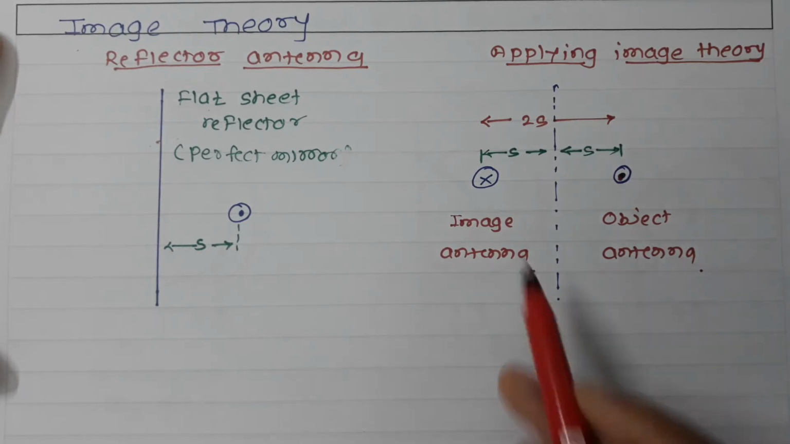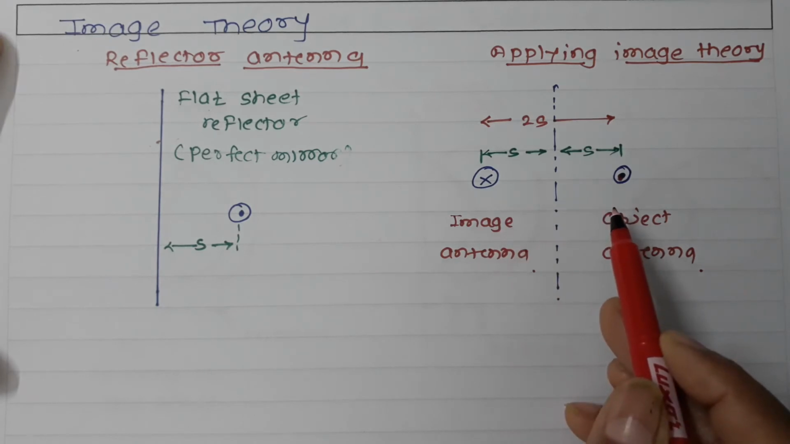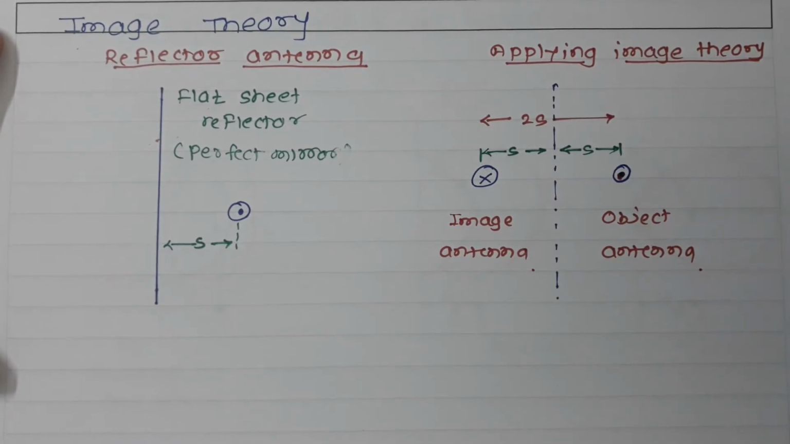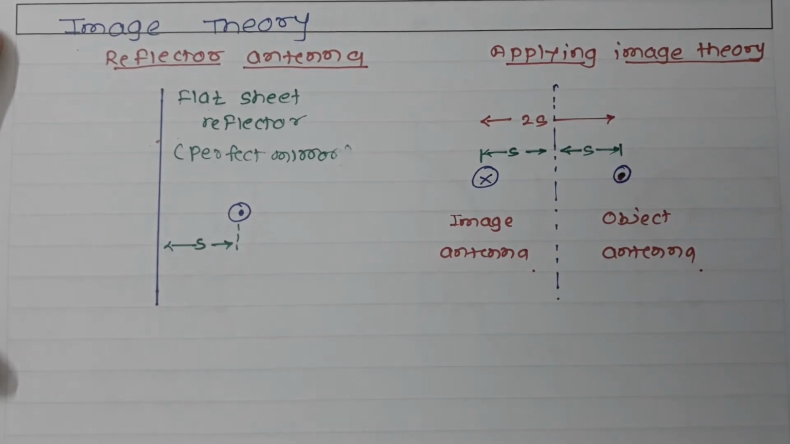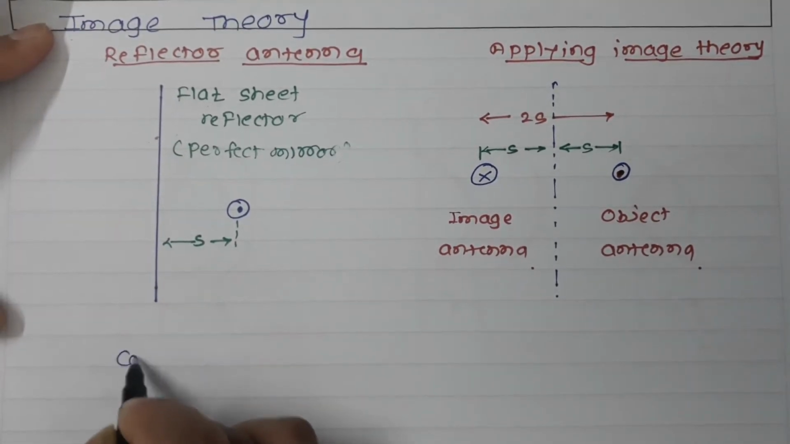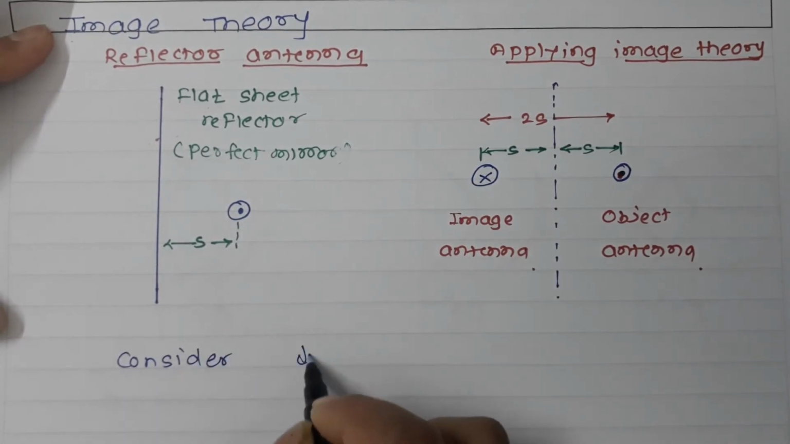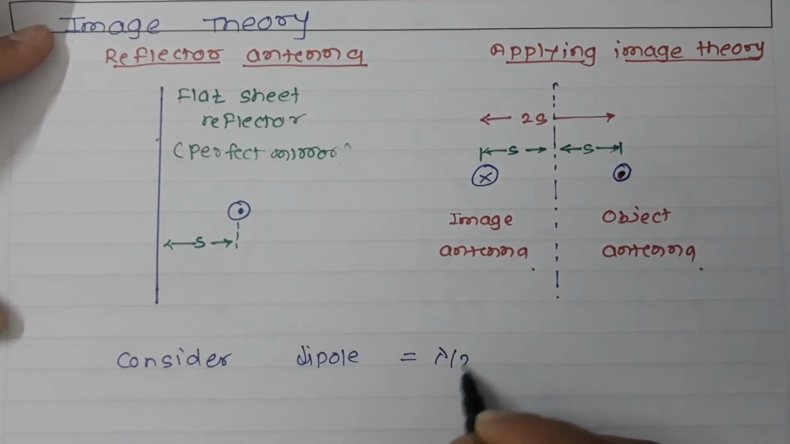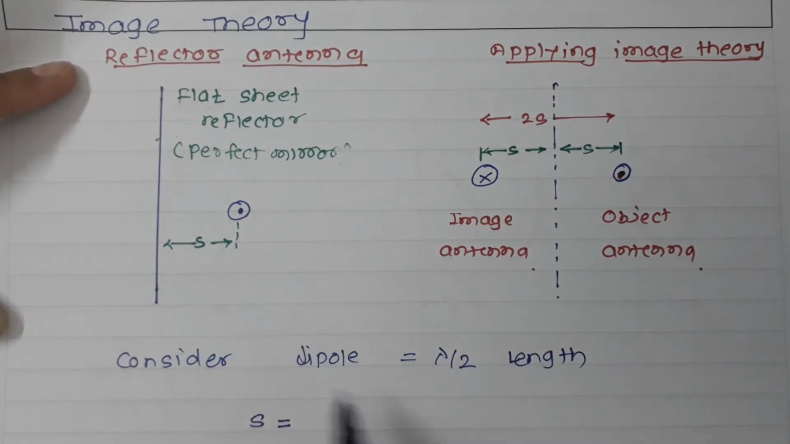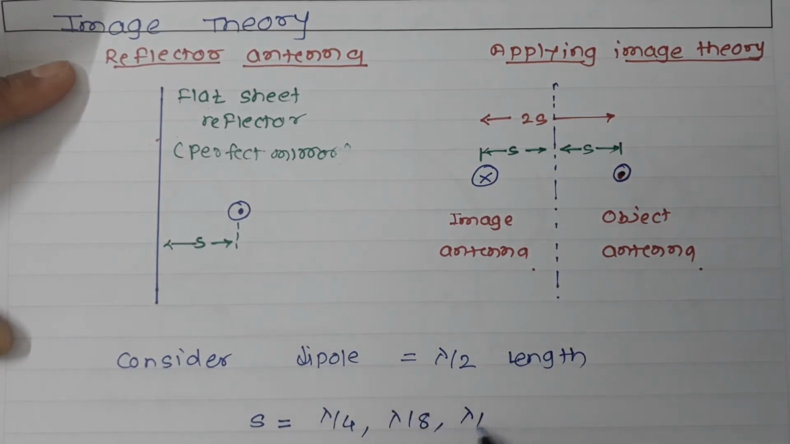Now by analyzing this array, the radiation properties of the reflector antenna can be studied. When this antenna is an isotropic source, the reflector antenna system simply reduces to an array of two isotropic sources. Now consider the antenna is a lambda by 2 dipole antenna. Here is the consideration: your dipole has a length of lambda by 2, and we are changing the spacing between this antenna and the reflector sheet to lambda by 4, lambda by 8 and lambda by 16.